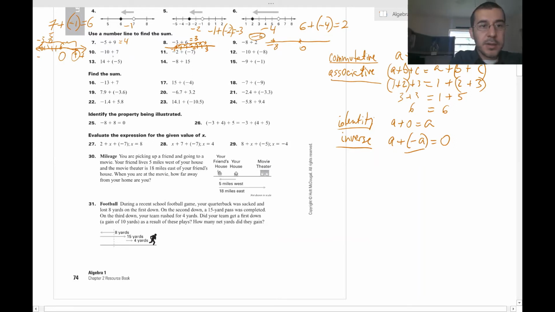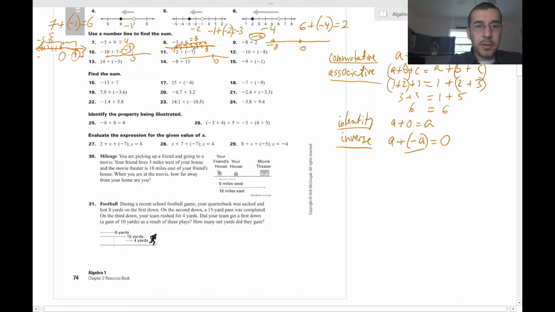Number 10, on the number line, from 0, we're going to -10. That's where we're starting. And then we're backtracking 7 because +7, we go to the right. So from 0, we go to -10 and then backtrack 7. So it becomes -3, right? This is -3.